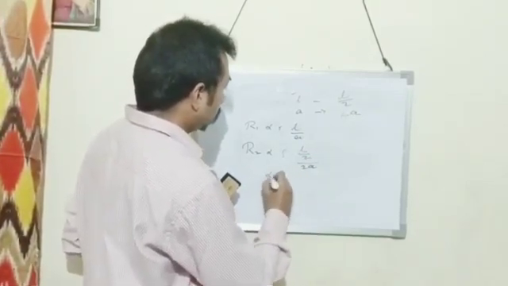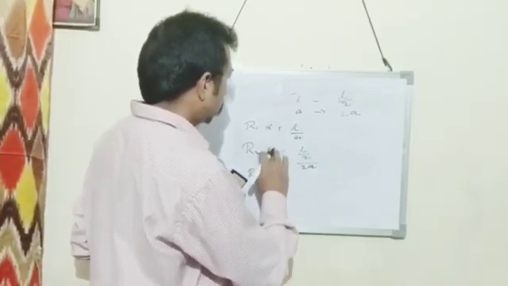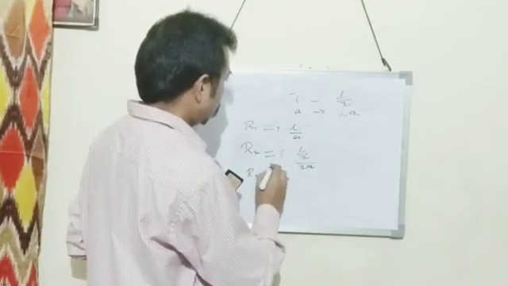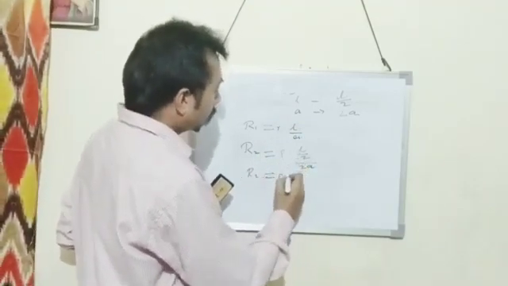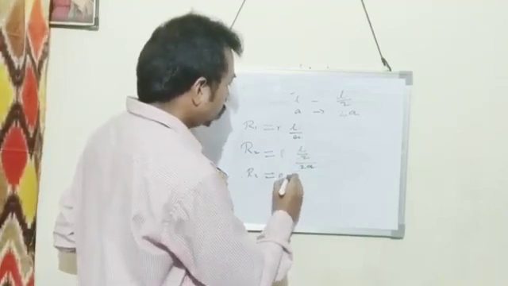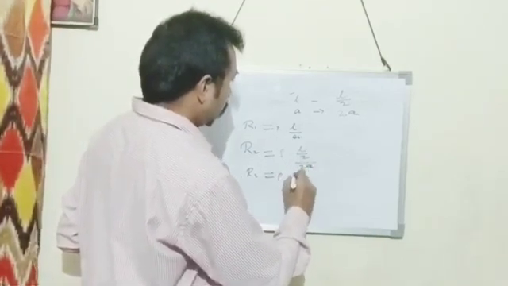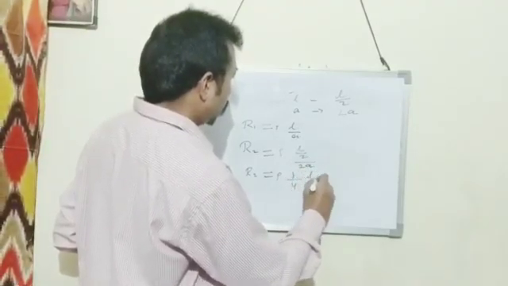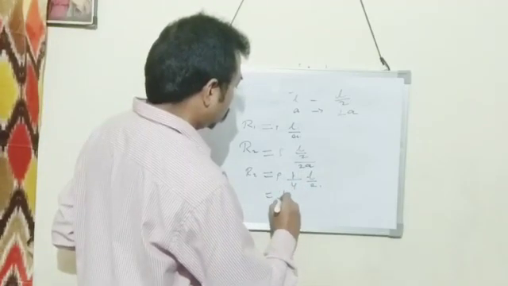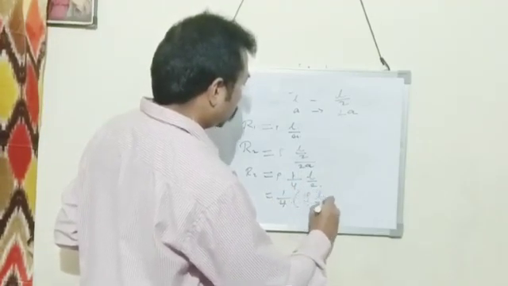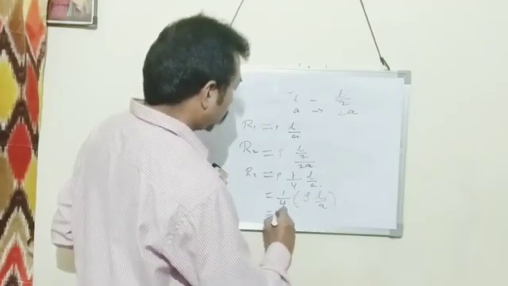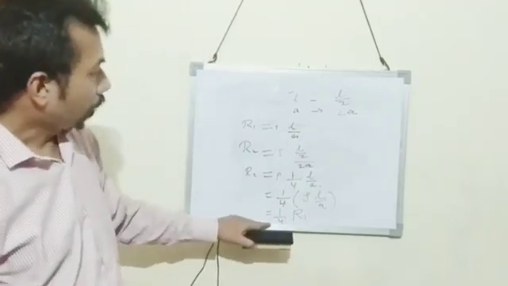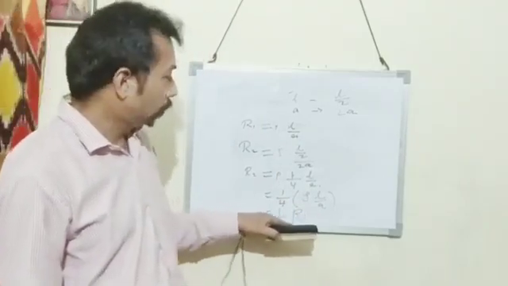So this will be specific resistance into L by 2A, the 2 and 2 making that 1 by 4 into L by A. So we can write 1 by 4 into specific resistance into L by A. Then this can be replaced as R1. So we can write 1 by 4 into R1.